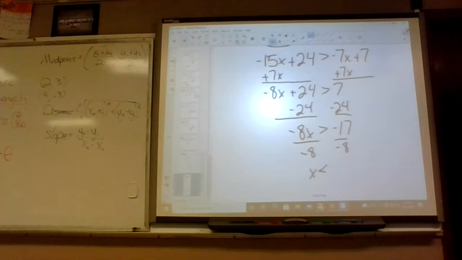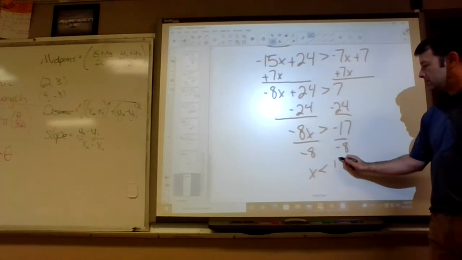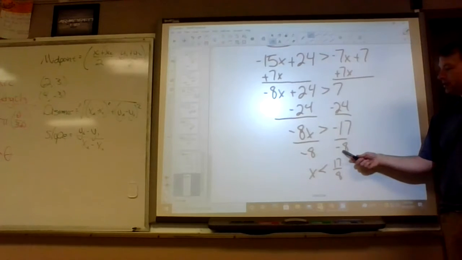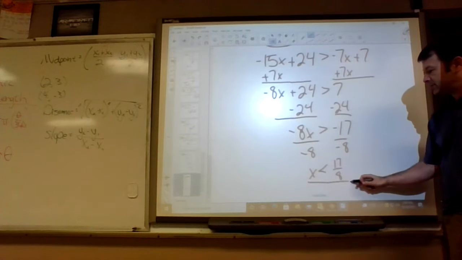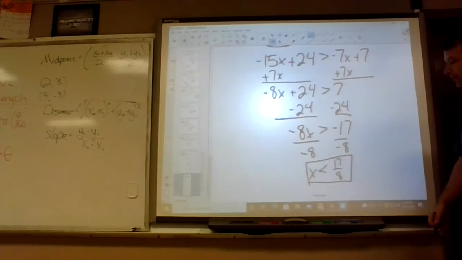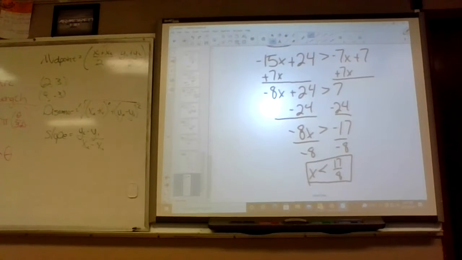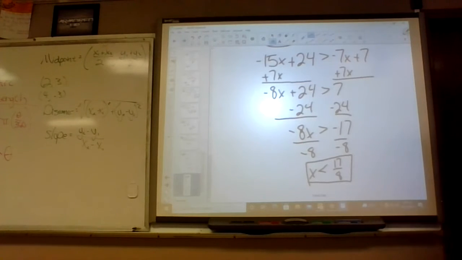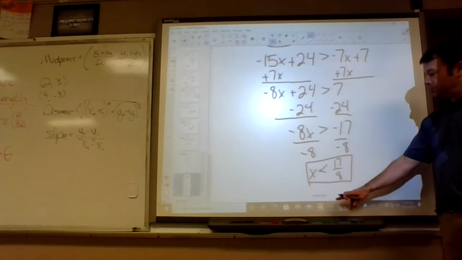Okay, I'm dividing by negative 8, so I switch the inequality. What's 17 divided by 8? Negative 17 divided by negative 8 is positive 17 eighths. If we were graphing that, how would we graph that? Like 17 eighths, open circle. Yeah, I would change it to a mixed number or decimal. So I'll do 17 divided by 8, and then you know where it was on the graph.